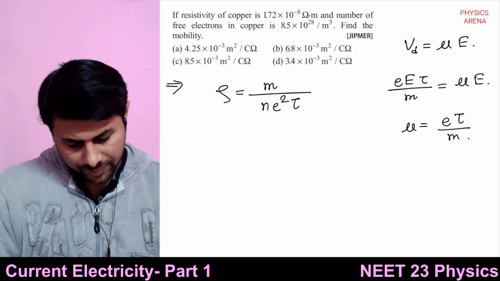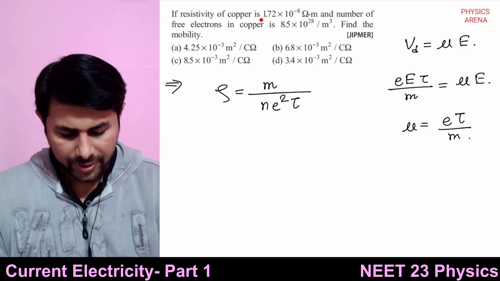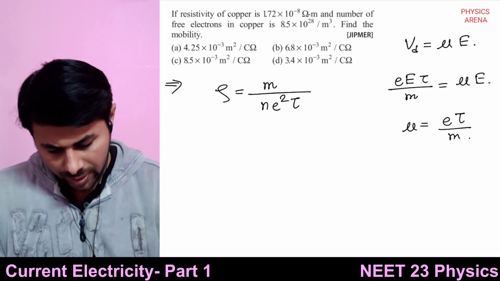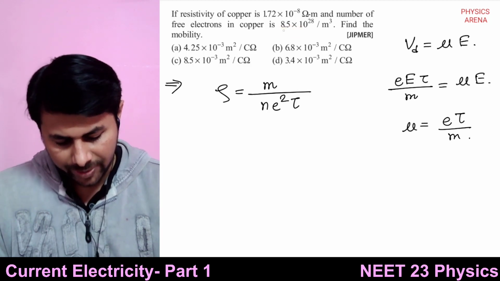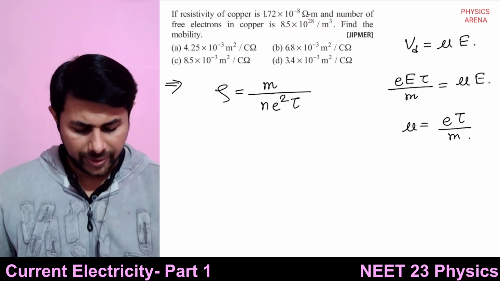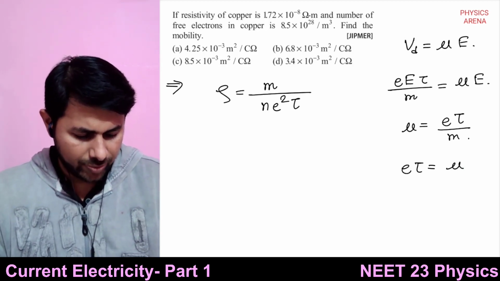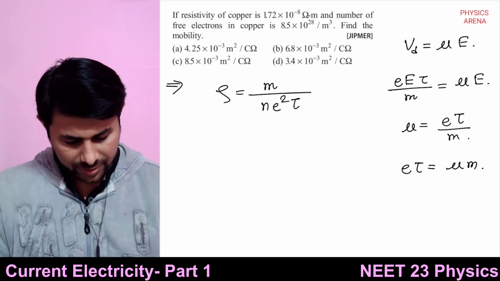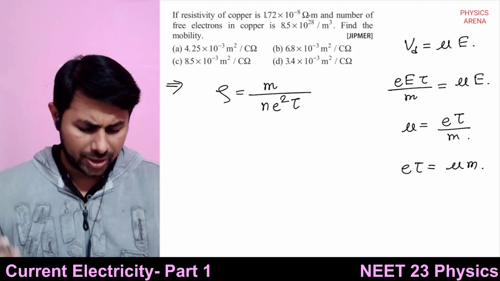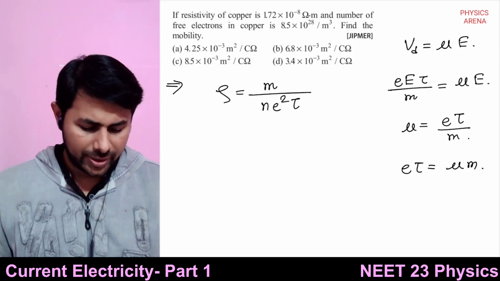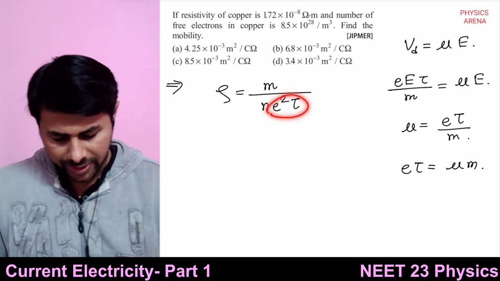Okay. So what is given? We are given the resistivity of copper. So resistivity we know, and the number of free electrons is given, which is 8.5 multiplied by 10 raised to 28. Okay. And mobility is asked. So I can say that E times tau is equal to mu times m, right? Because I'm not given the tau. We don't know what tau is. We can substitute it here.